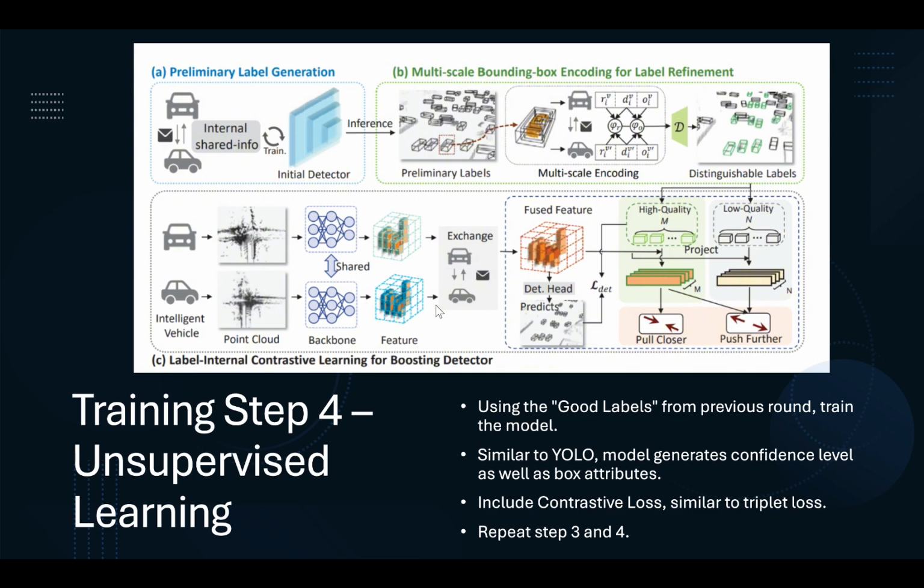And finally, unsupervised learning. So using the good labels from the previous round, we can train the model. And similar to YOLO, the model generates a confidence level as well as box attributes. The author also includes an auxiliary loss called contrastive loss. This is similar to the triplet loss we introduced in class. We want to make sure the features of the good predictions are close to each other, while the features of the bad predictions stay away from them. And then we loop through step 3 and step 4 until the model converges and this unsupervised learning is done.